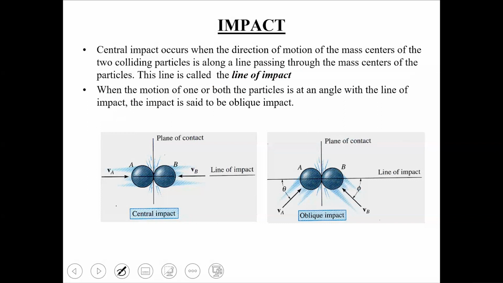Central impact occurs when the direction of motion of mass centers of the two colliding particles is along a line passing through the mass centers of these two particles. This line is termed as the line of impact. However, when the motion of one or both of these particles is at an angle with respect to that line of impact, the impact is then termed as oblique impact. These are the two figures which show examples of central or oblique impact.